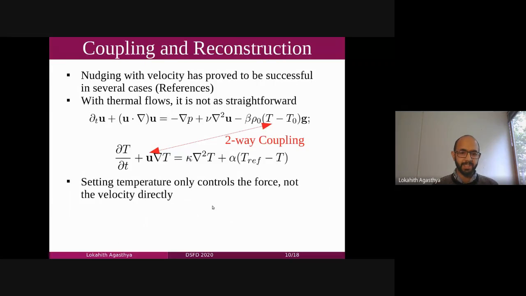So why is this something worth looking at, or why is it so interesting? Well, because in the past decade or so, maybe even a little longer actually, nudging in general data assimilation, and especially the nudging technique with velocity, has proved to be quite successful. But with thermal flows, it is not so straightforward, because you have this kind of a coupling. So when you control the temperature, you do not directly control the velocity field. You control only the forcing.